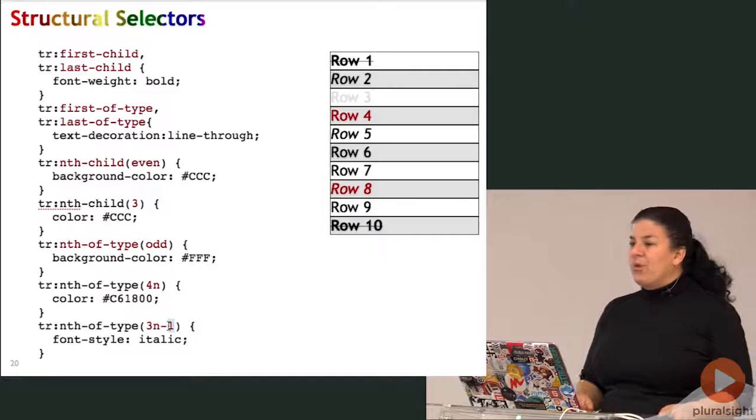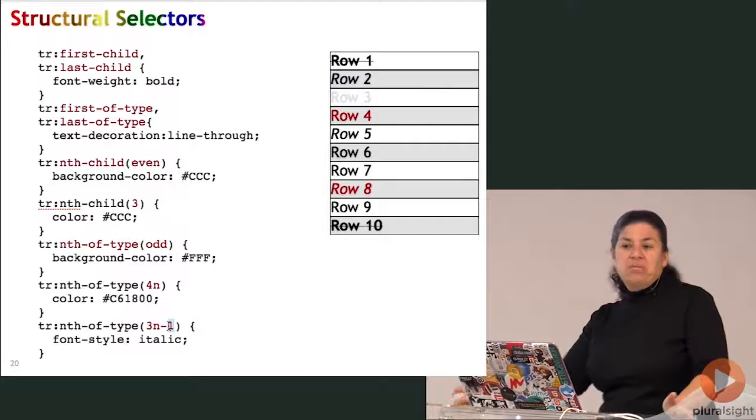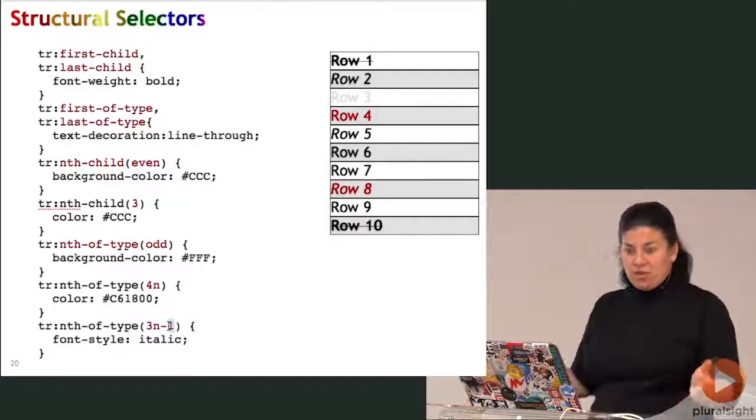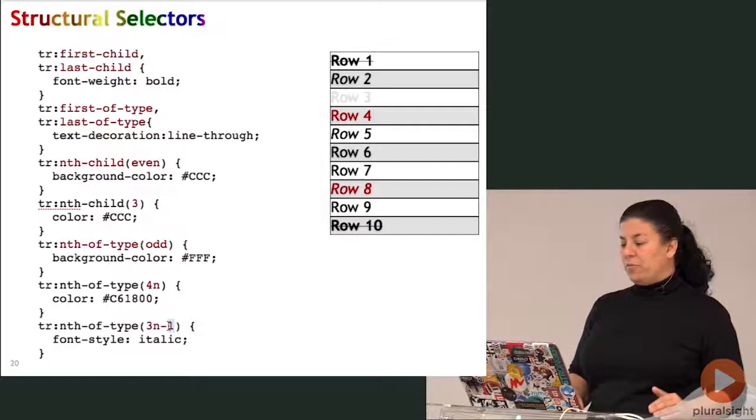So the thing is, I did 3n minus 1. I could have done 3n plus 17, let's say. And then it would have said, okay, when n equals 0, you start with number 17, and it would have been 17, 20, 23. So you really can target specific nodes.